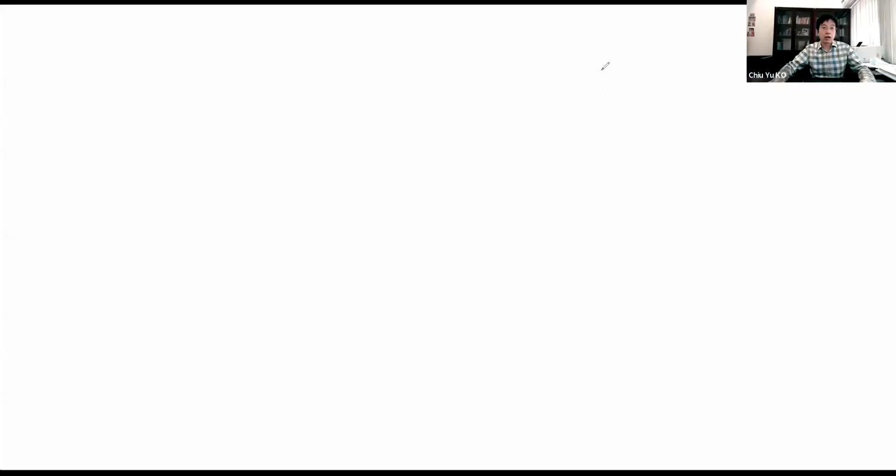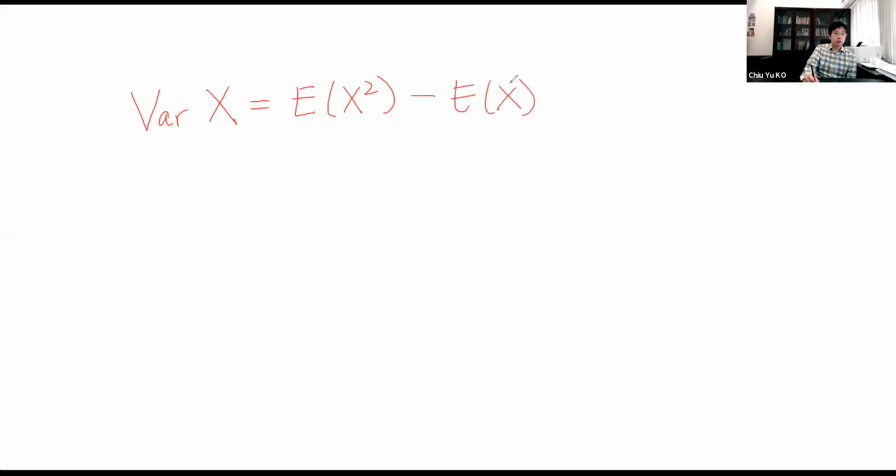Someone asks why the variance formula, right? Why we have this particular formula, why this is true. We can indeed prove this formula. It's not something completely crazy, so let's try to see why this is true.